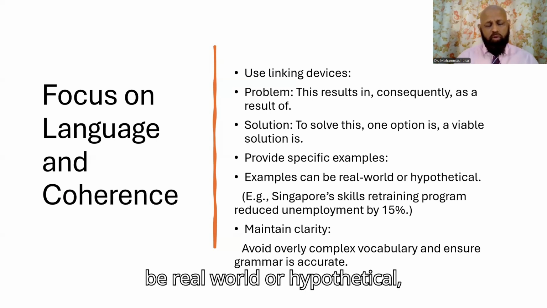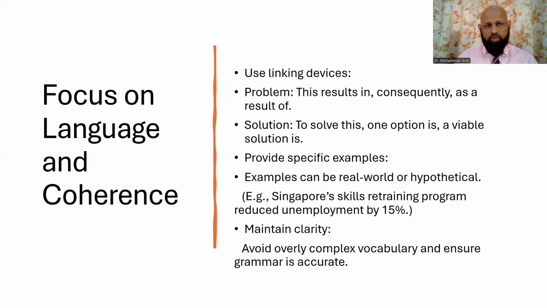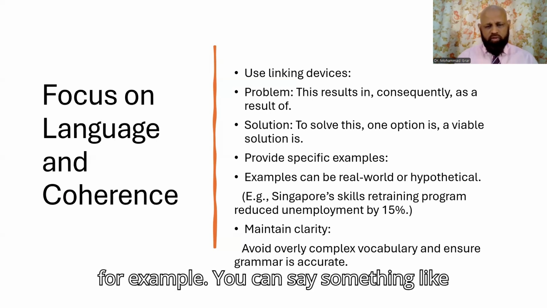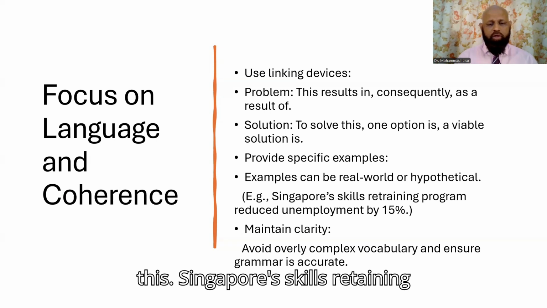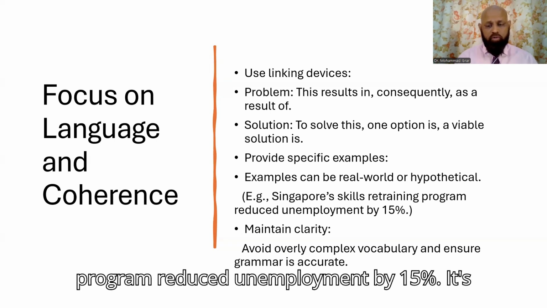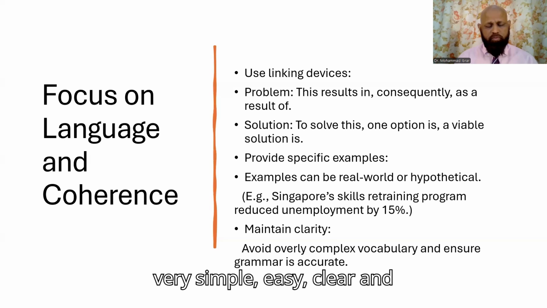And it's very important to provide specific examples in order to provide clarity. Examples can be real world or hypothetical. For example, you can say something like this: Singapore's skills retraining program reduced unemployment by 15%. It's very simple, easy, clear, and very specific.